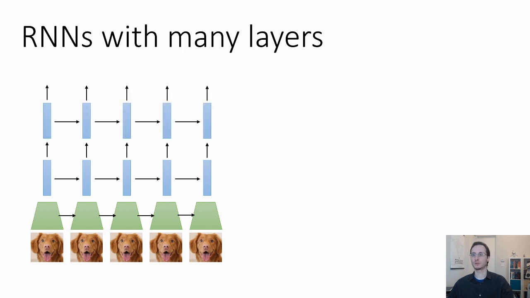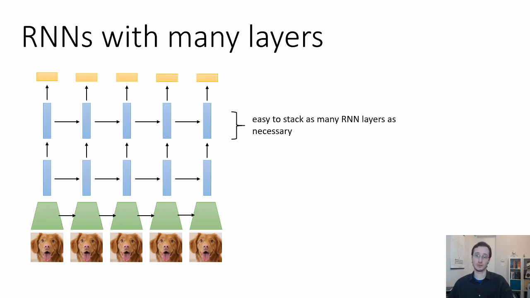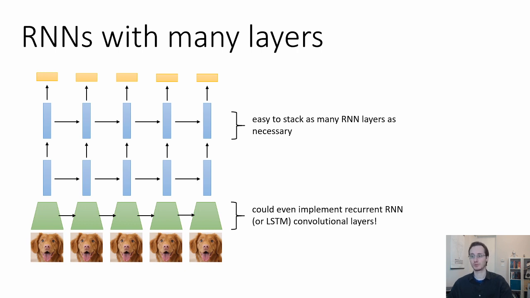Now, you could also have multiple RNN layers, and that's totally reasonable. So basically, you can have the output of your RNN layer at a particular time step feed into another RNN layer, and then eventually into a softmax. So it's easy to stack as many RNN layers as necessary. And you could even implement recurrent or LSTM convolutional layers. So if you really want your network to be fully recurrent at every single layer, you can actually do that. And you can actually make your convolutions recurrent too. It's a little bit expensive computationally, but conceptually it's very simple.